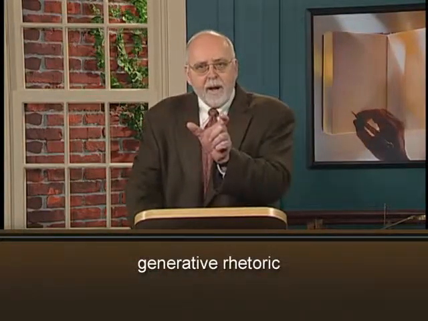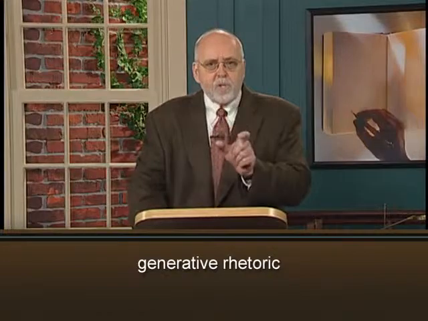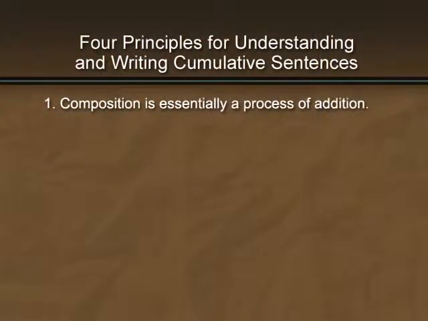From Erskine's observation about the importance of adding information through the use of modifiers, Kristensen developed 4 principles for understanding and writing cumulative sentences. And he emphasized that these principles were intended as a heuristic, as a prompt to the writer to inspire more effective writing, rather than as rules for writing that was simply utilitarian and error-free. In this way, he saw his approach to the cumulative sentence as a generative rhetoric, a means of spurring on and producing better sentences. His first principle is that composition is essentially a process of addition.